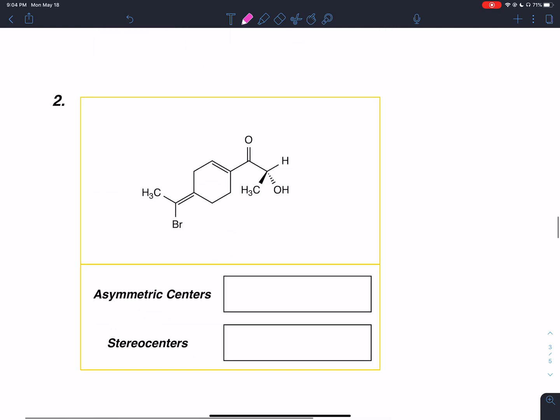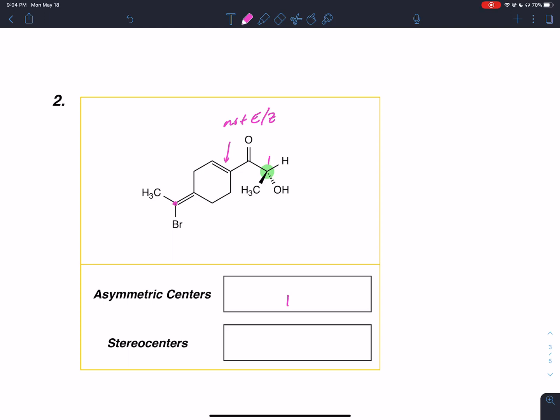Number 2, let's first identify asymmetric centers. We have 1 asymmetric center here, and then we look for the total number of stereocenters. We still count the asymmetric center first, and we see a double bond here and a double bond here. The double bond within the 6-membered ring cannot be E or Z, therefore those carbons of the double bond are not stereocenters. But notice how this one is not fully in the ring. Both of the carbons of the double bond are not in the ring.